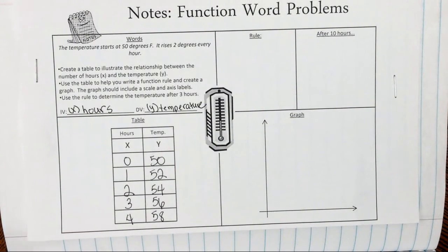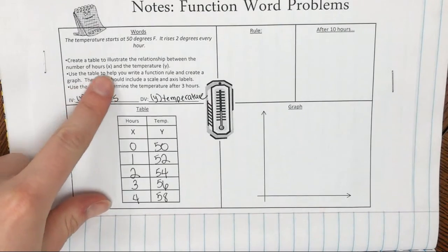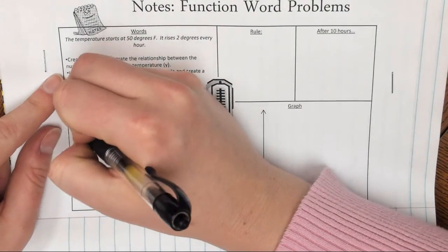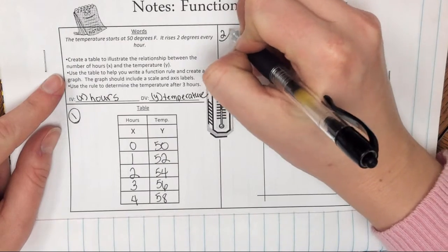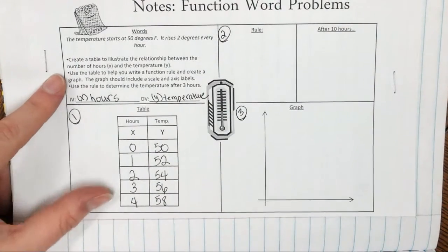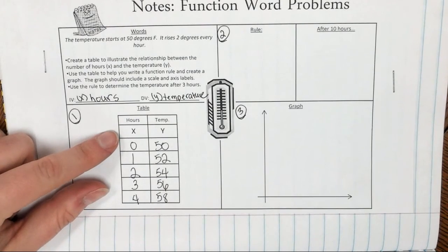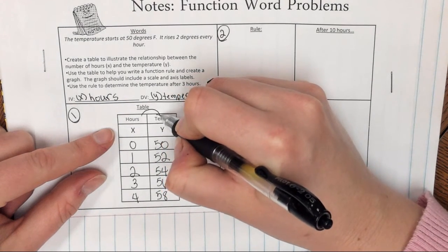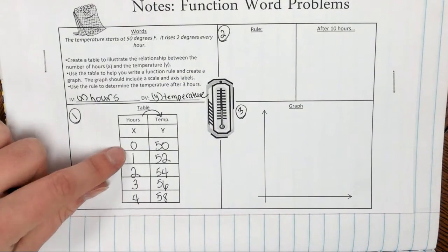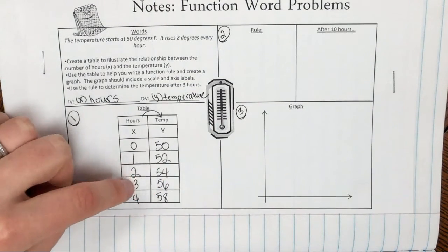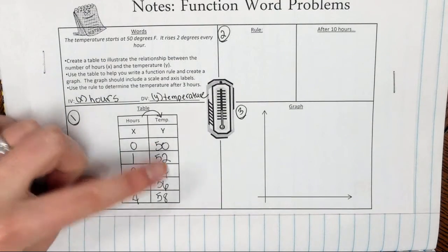So then I can take this table and use it to help me write the function rule and create a graph. So my first step is the table, and then I'm going to use the function rule, and then I'm going to draw a graph. So again, for my function rule, just like we've been doing, my number of hours, or my x, has to relate to my y. So how do I get from 0 to 50, 1 to 52, 2 to 54, 3 to 56, 4 to 58?